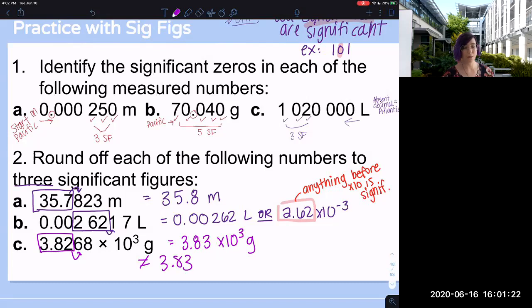It's not the same, because if I owed you 3.83 times 10 to the 3, I owed you $3,000. If I gave you $3 because sig figs, we're not square, right? So make sure your number actually is very similar to the original number as far as the value goes.